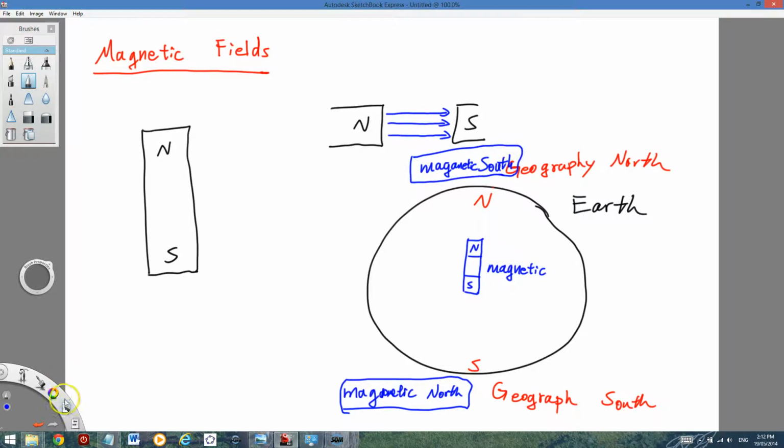So on the planet Earth, just always remember the magnetic field travels from the north to the south. On the surface, it travels from the magnetic north to the south, which is reversed. It's the geographical south pole to the geographical north pole. So, this is really important. Just make sure you get this right.